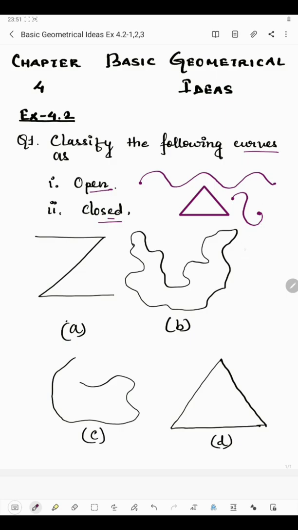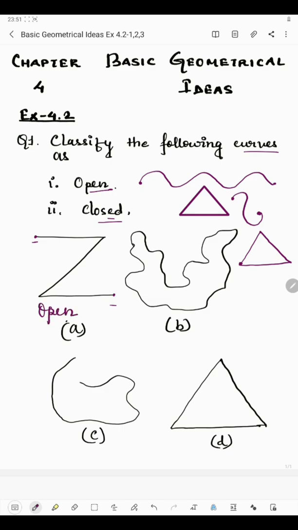Now if I draw the figure like this, suppose from here I have started drawing and continuously I am drawing, and here I have stopped, meaning the starting point and finishing point are the same, then that curve is known as a closed curve. Now coming to figure number A, it starts from this point and here it ends. So the ending points are different. So it's an open curve.